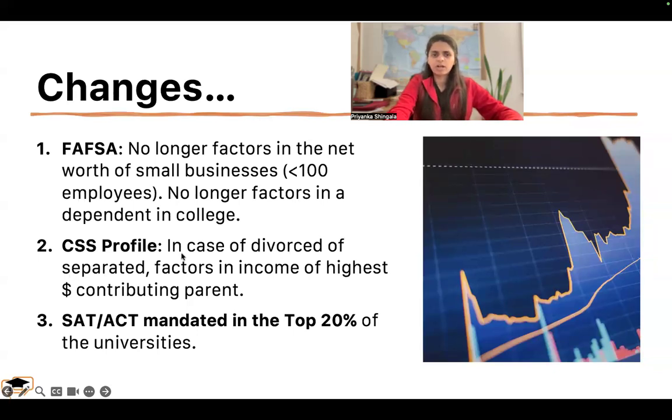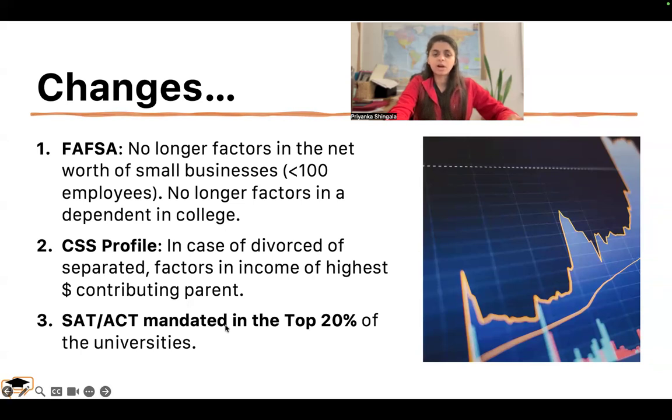The CSS profile, which is the detailed financial aid application, has a new change in the case of divorced or separated parents. Now it factors in the income of the highest monetary contributing parent. So maybe a good thing, maybe a bad thing, but that's where they are at the moment.